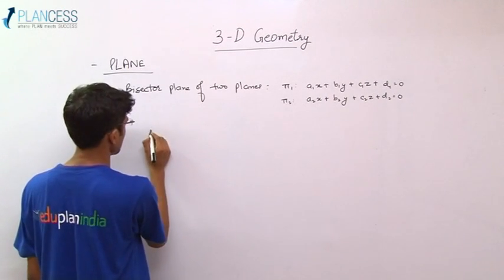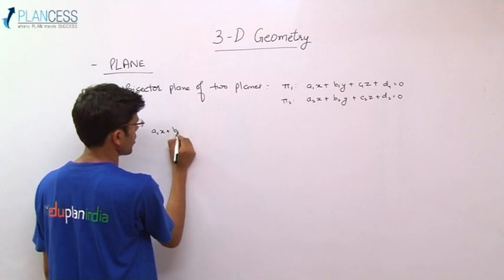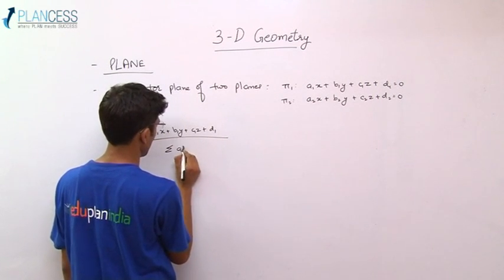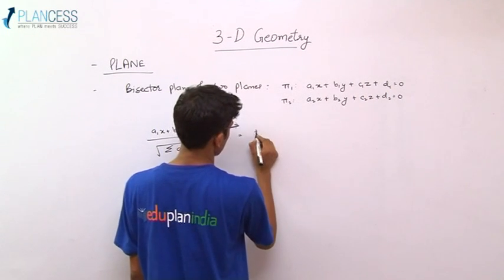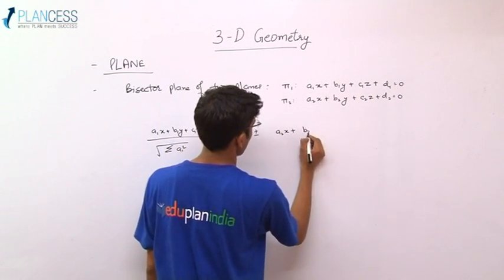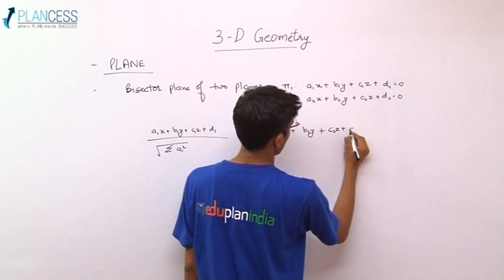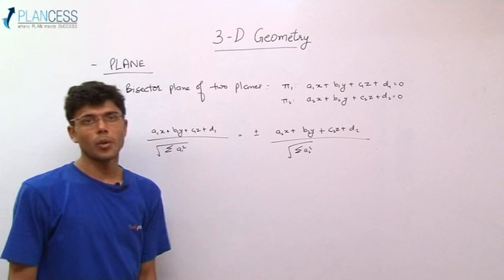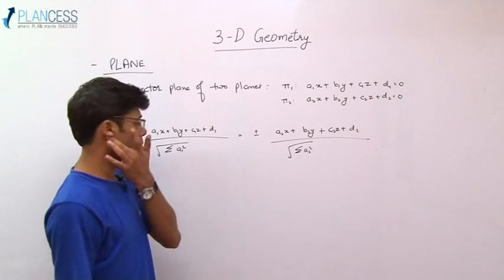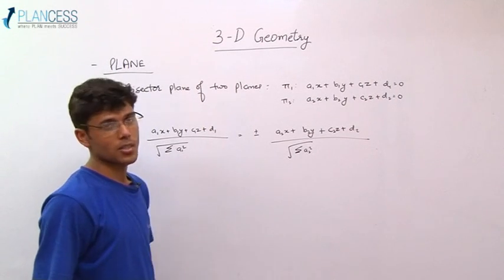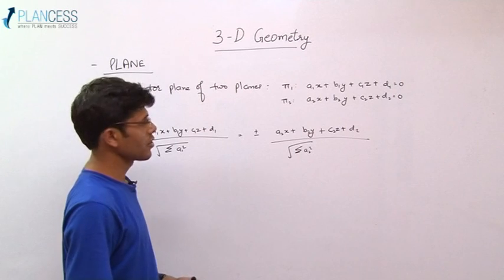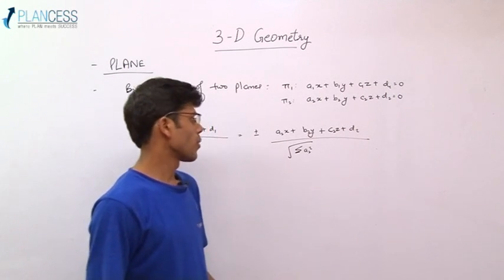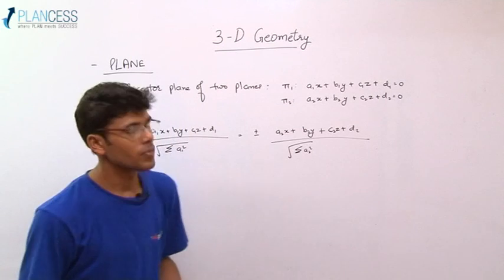So the bisector planes are given as (a1x plus b1y plus c1z plus d1) upon the square root of the sum of squares of a1, b1, c1 is equal to plus minus (a2x plus b2y plus c2z plus d2) upon the square root of a2 square plus b2 square plus c2 square. I once again repeat that these are the equations of the bisector planes of these two planes. That is, divided by the square root of the sum of squares of the direction ratios of the normal.